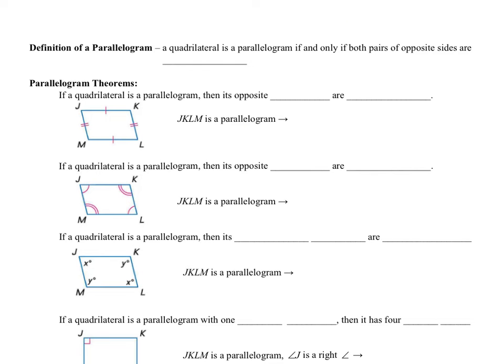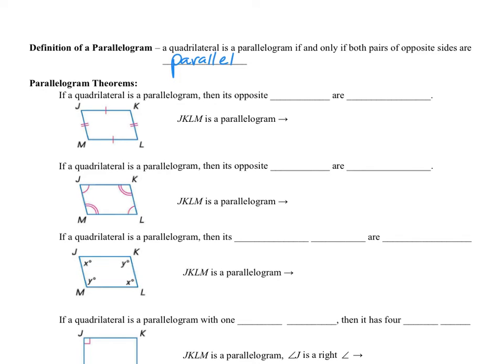And now let's begin the second part of our lesson where we're going to be talking about parallelograms. So let's start with the definition of a parallelogram. A quadrilateral is a parallelogram if and only if both pairs of opposite sides are, this shouldn't surprise you, parallel. That's where we get the name parallelogram.